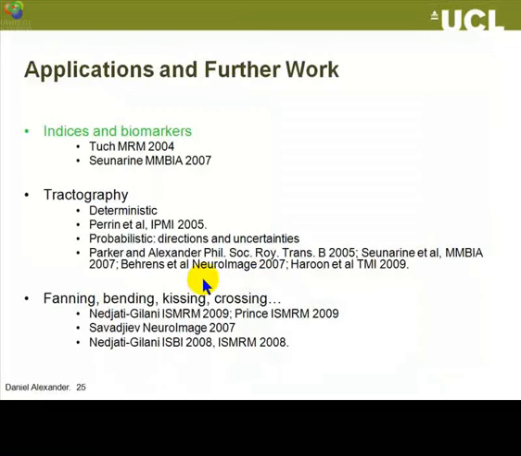So those are the broad techniques. So let me move on and talk briefly about applications and areas for further work. There are really two sort of key applications of these methods.